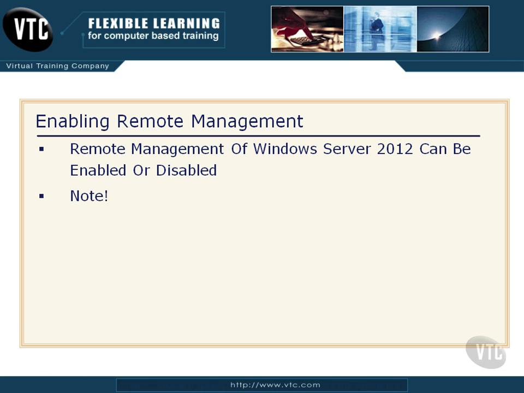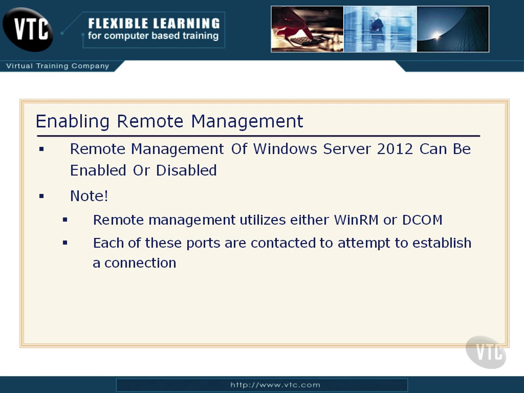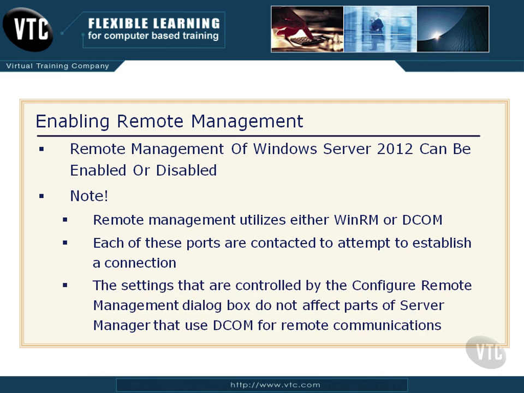Now, let me throw a note in here. Remote management in the Windows Server environment utilizes either WinRM or DCOM. Don't worry about what those mean. But what they really are is methodologies, or basically we're jumping into the developer world here, about how we actually make a connection to that server to perform this remote functionality. Now, each of these ports gets contacted in an attempt to establish a connection when we're trying to do anything remote with Windows Server 2012.